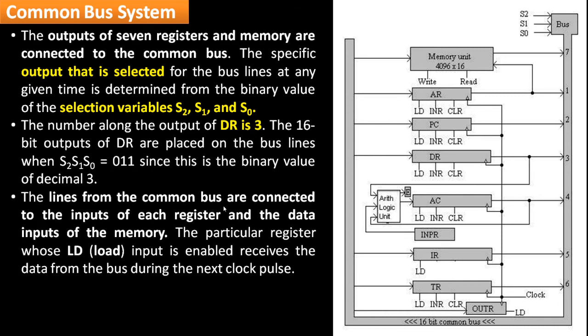The lines from the common bus are connected to the input of each register and the data inputs of the memory. The particular register whose LD input is enabled receives the data from the bus during the next clock pulse.